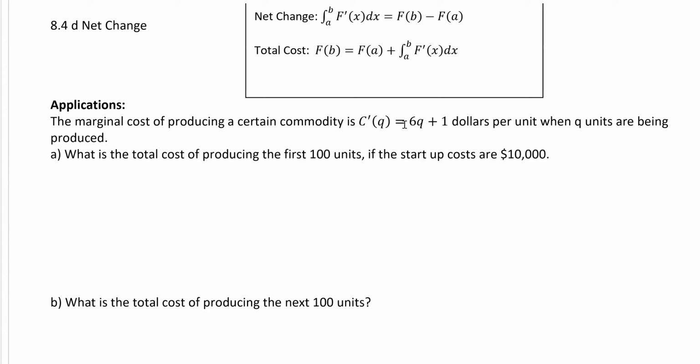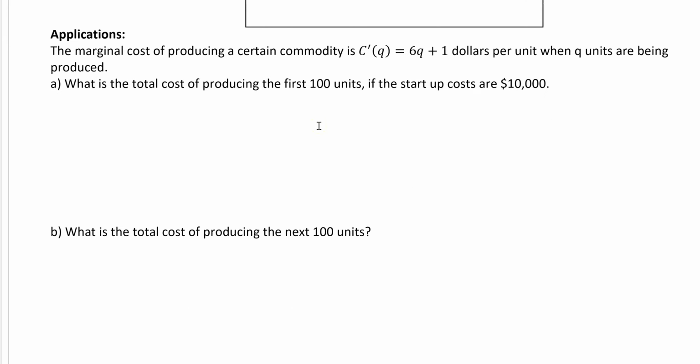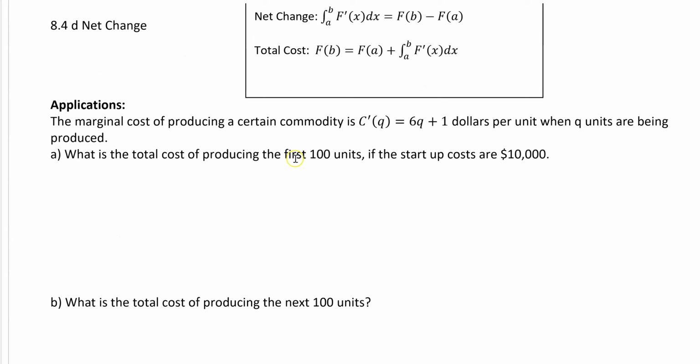So I'm going to put it all together in one problem. We're going to do a bunch of parts here to kind of see the connection between everything. So let's start with the first one. It says, what is the total cost of producing the first 100 units if the startup costs are $100? So like we talked about before, this does not include the initial cost. What it's telling us is how much does it cost from 0 to make 1?